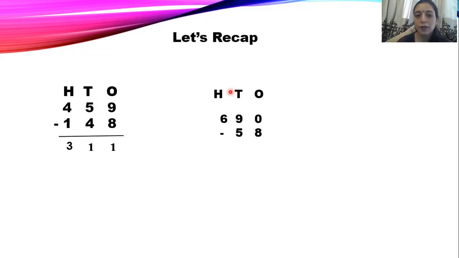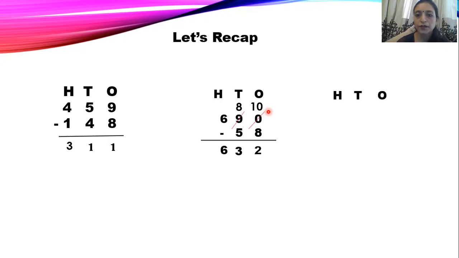Let's take another example, with borrowing. Here the 0 is less than 8. So we'll have to borrow 1 from 9 and it will become 10. And this 9 will become 8. So 10 minus 8 is 2. 8 minus 5 is 3. And this 6 will remain as it is.